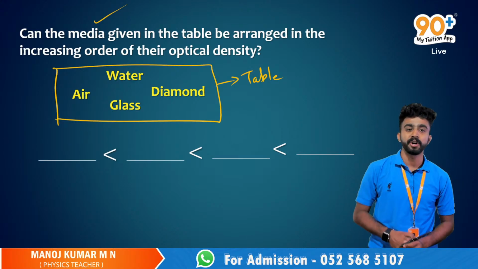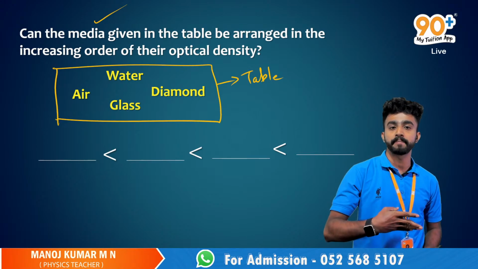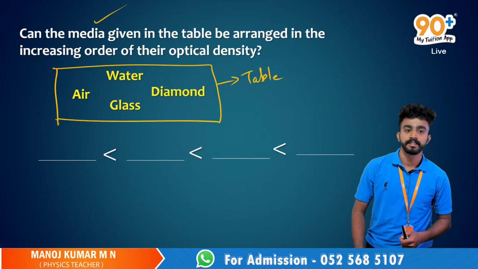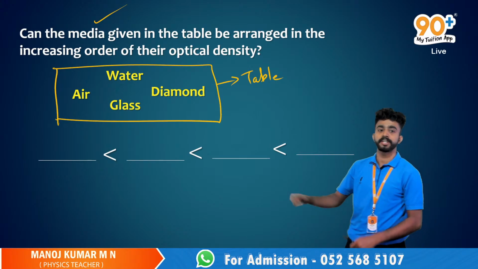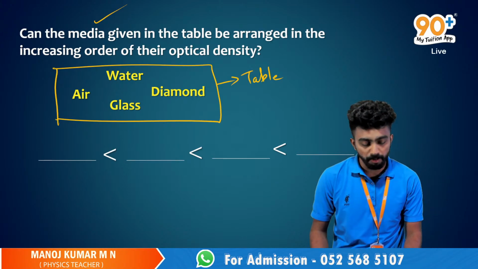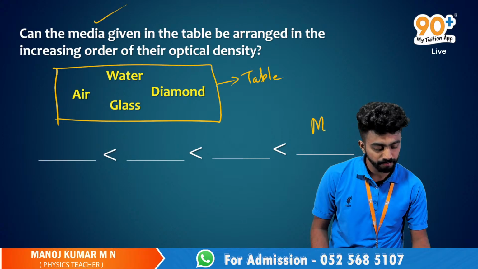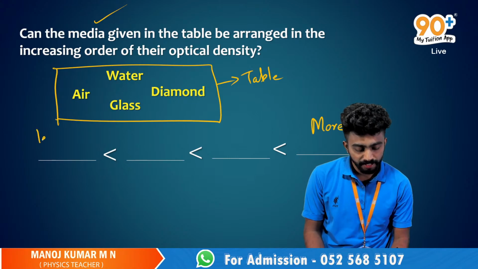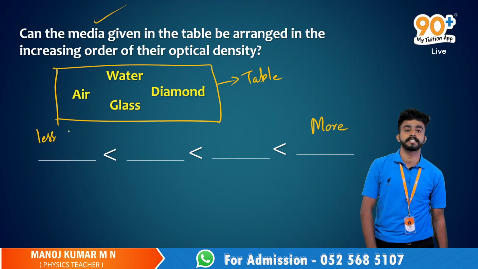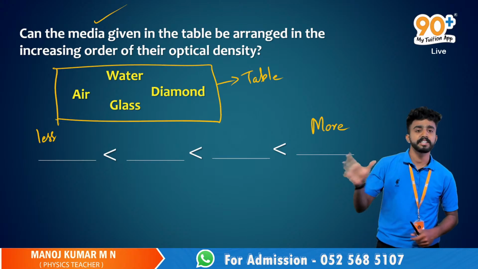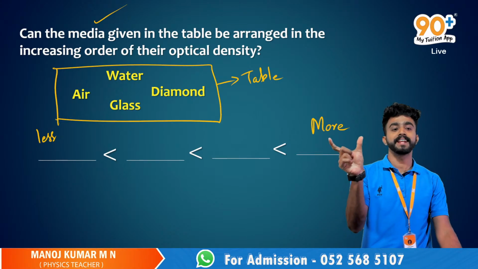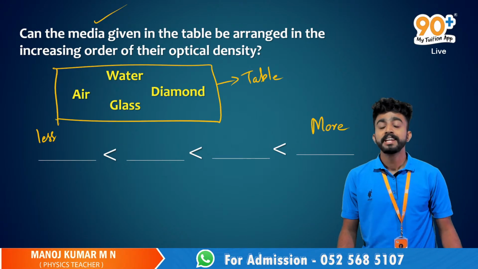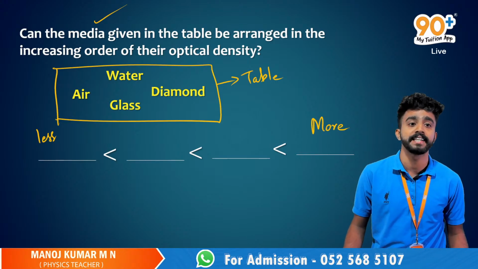Can someone help me out? Air, glass, water and diamond. Or air, water, glass, diamond. Or diamond, air, glass, water. Or water, air, glass, diamond. Which order should I write over here? Which medium will be more optically denser? More optically dense will be written on this side, less optically dense on this side. Increasing order of their optical density. Which medium will have the maximum optical density? Let me know, in which medium will the speed of light be very less?